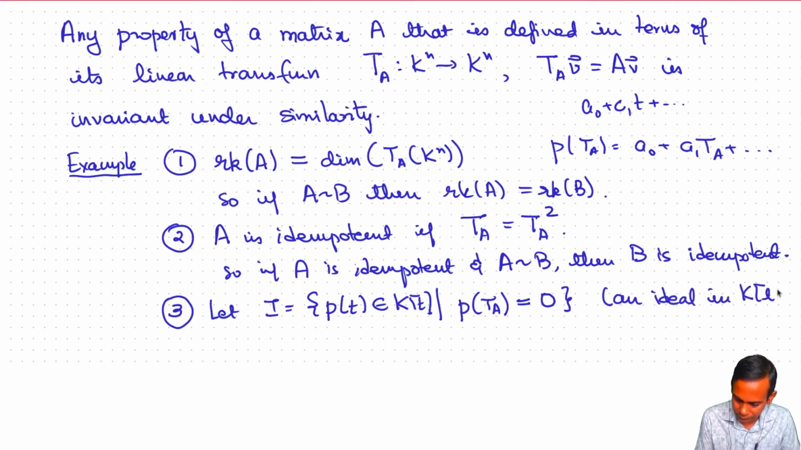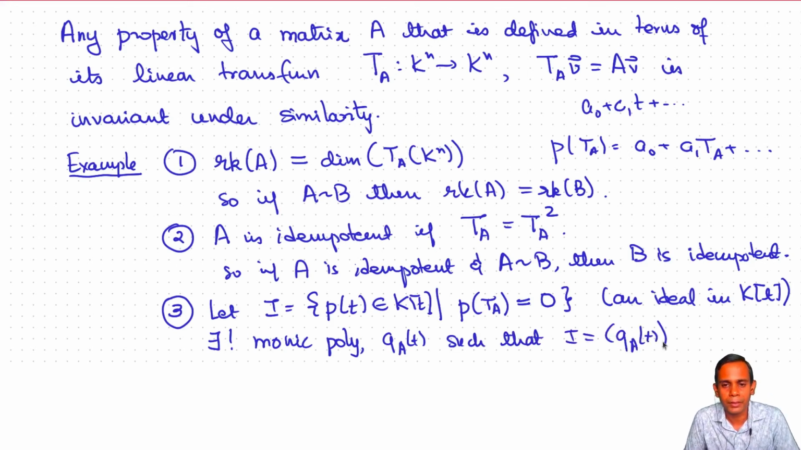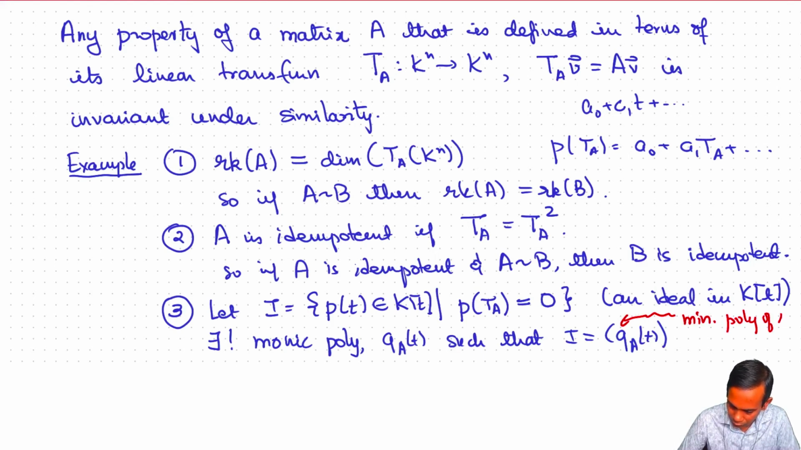in K[t]. And since K[t] is a principal ideal domain, this ideal I is generated by a single polynomial. And if we want to make that polynomial unique, we can take it to be monic. So there exists a unique monic polynomial QA(t) such that I is the ideal generated by QA(t). This polynomial QA is called the minimal polynomial of A. Now this polynomial is defined entirely in terms of the linear transformation TA.